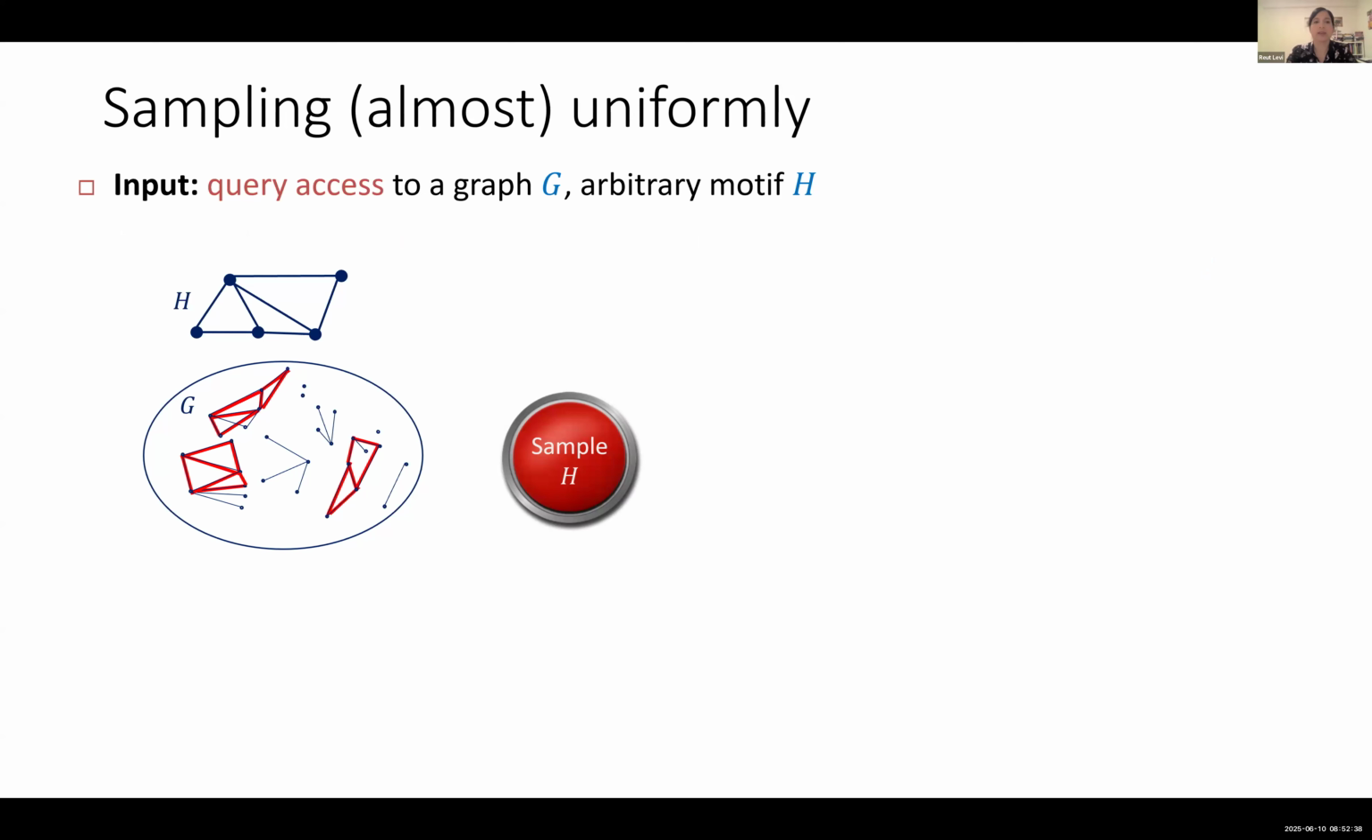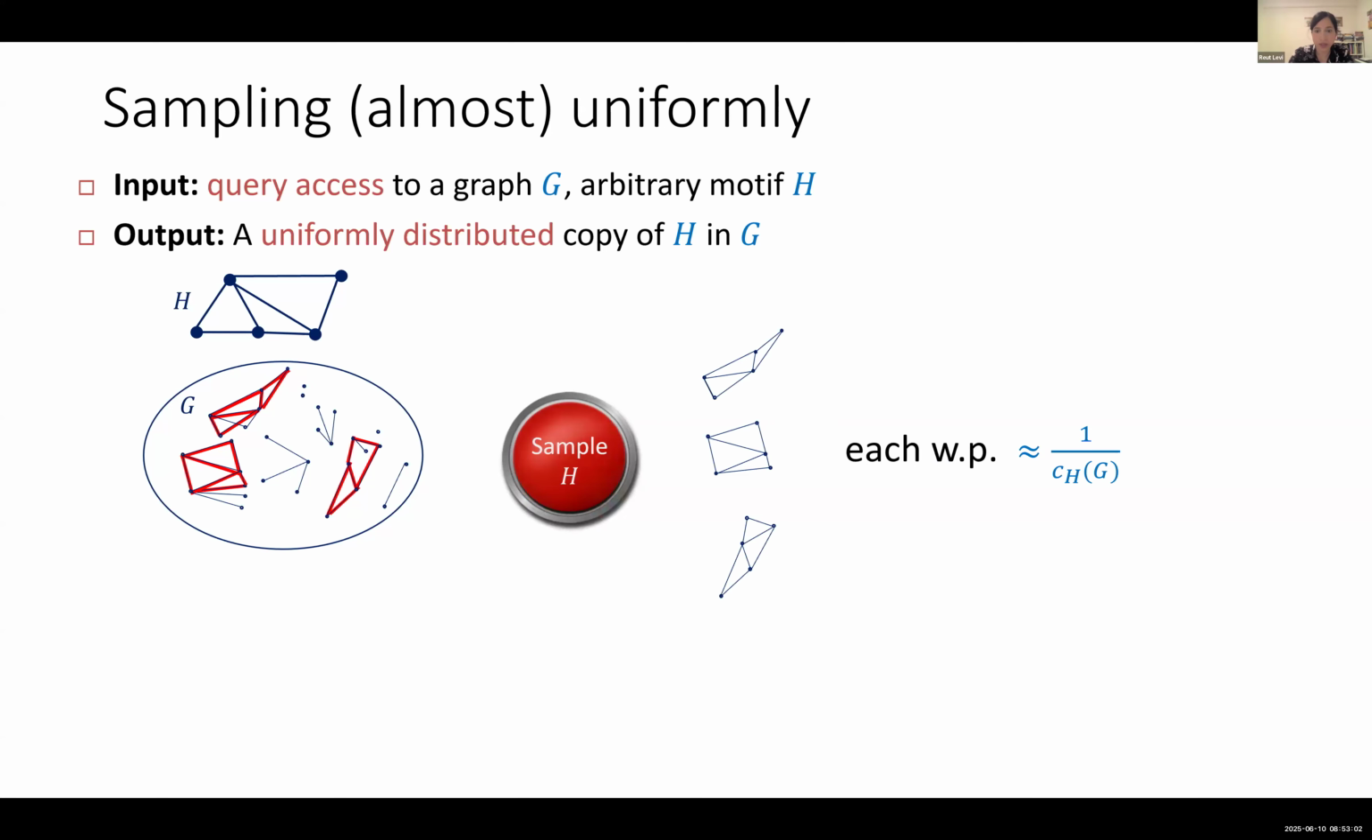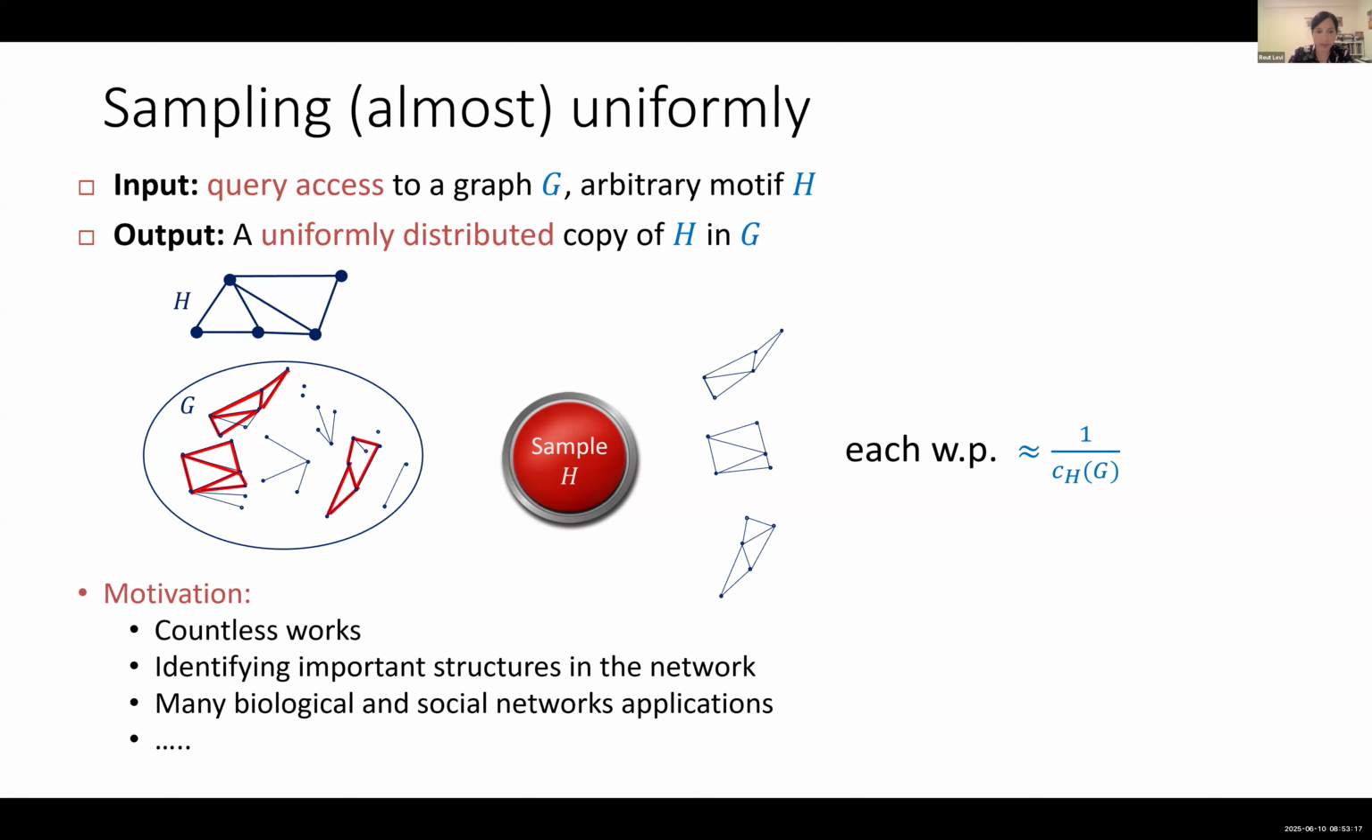We also address the related problem of sampling almost uniformly a copy of H. In this problem, the input is again query access to a graph G and an arbitrary motif H, and the output is a uniformly distributed copy of H in G. So each time we ask for a sample, we get a uniformly distributed copy of H in G. And each copy of H in G should be sampled with probability which is roughly 1 over the number of copies of H in G. This problem also has many motivations in various research fields.